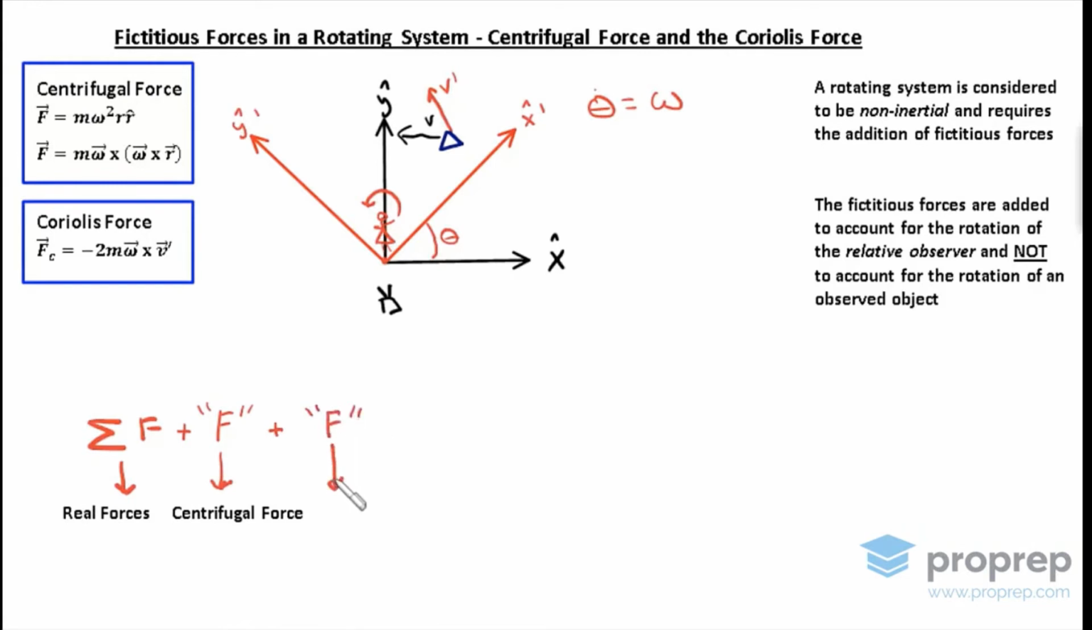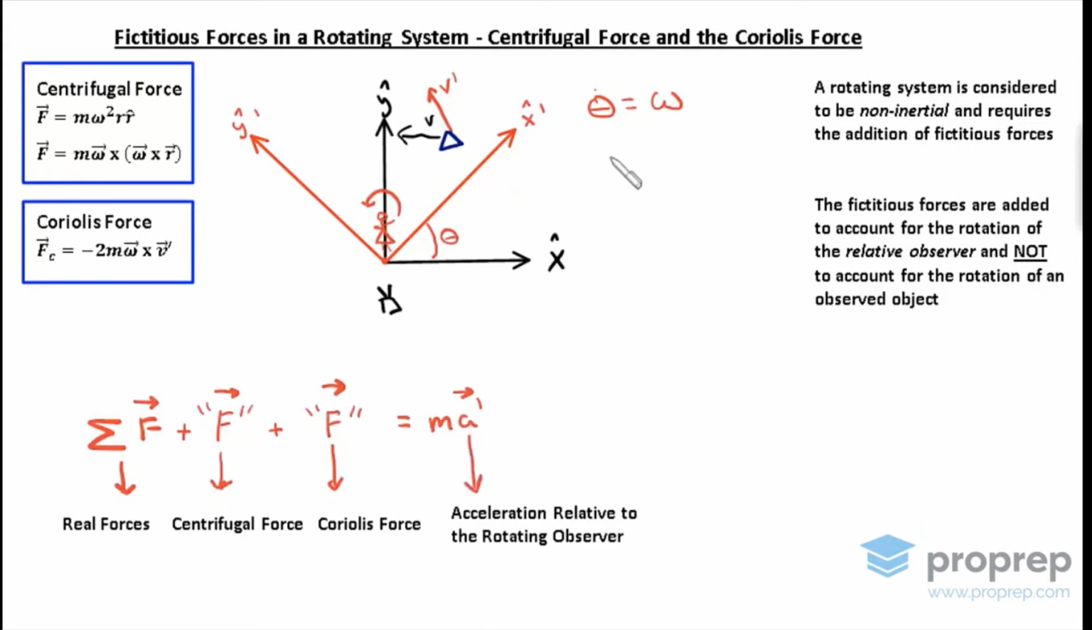Now, of course, each of these are vectors. And in the end, they have to equal a tag vector. And this a tag vector is the acceleration relative to the rotating observer, that is the ballerina. Now it's time to incorporate our centrifugal and Coriolis forces. So let's start with the centrifugal force.